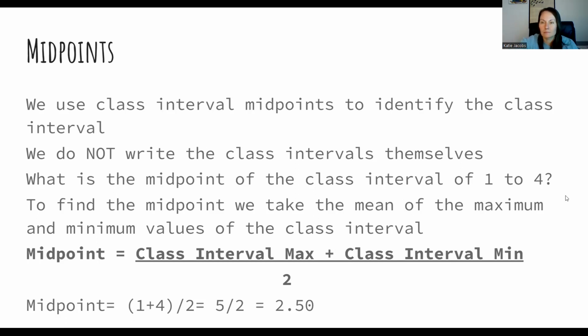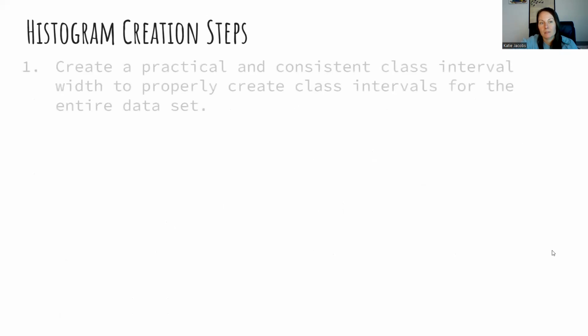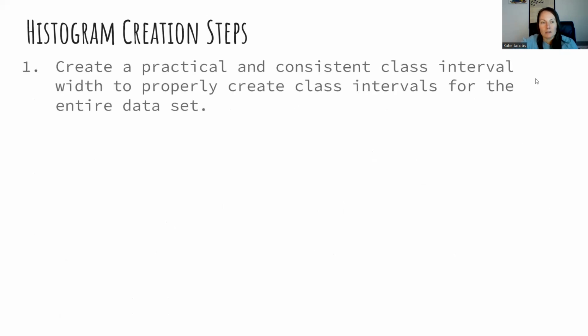All right, so histogram creation steps. If it's necessary for you to have class intervals and you're not using ungrouped data, you would need to create a practical and consistent class interval width to properly create class intervals for the entire data set. That's what we did with our grouped frequency distribution table. You do the same steps for that to problem solve that.